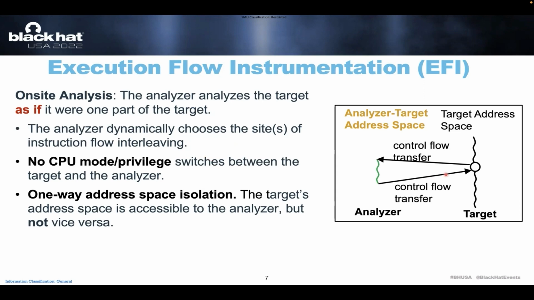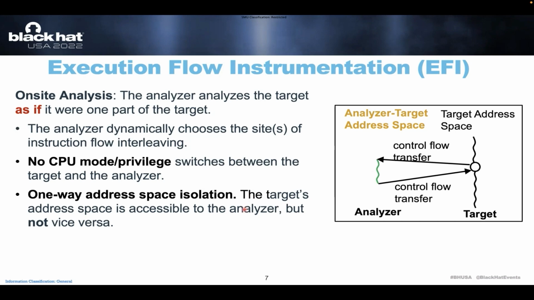If the target thread runs in the kernel in ring 0, our analyzer will also run in ring 0. If the target thread runs in ring 3, then our analyzer also runs in ring 3. The main reason is that this allows the analyzer to natively share the CPU context with the kernel, so they have the same computing environment.